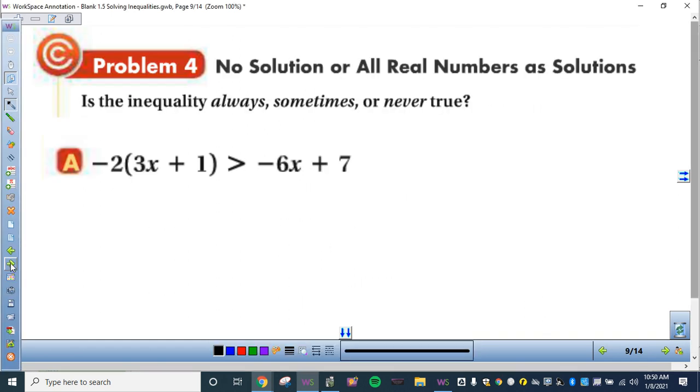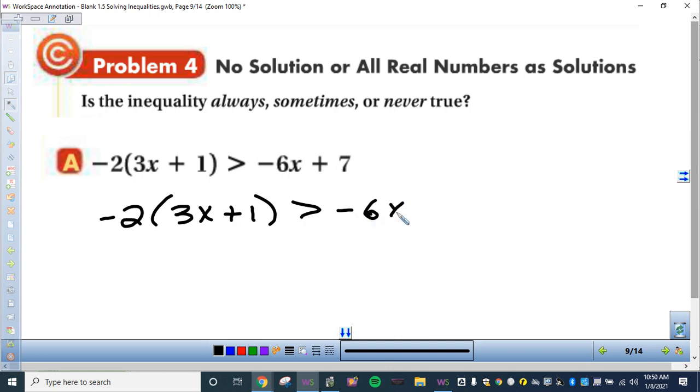Okay, next one. Sometimes, always, never true. Your favorite and mine. So we got this problem here. Write that down: -2 times (3x plus 1) greater than -6x plus 7. So I'm looking, can I divide by -2? There's an implied multiplication between the -2 and the beginning of the parentheses, which I can undo by dividing. So I look at the right side of the inequality and think, are both of those numbers divisible by 2? The answer is no. 7 is divisible by 2, but you get a decimal. We don't want to deal with decimals right now. So we are going to distribute the -2 into the parentheses.